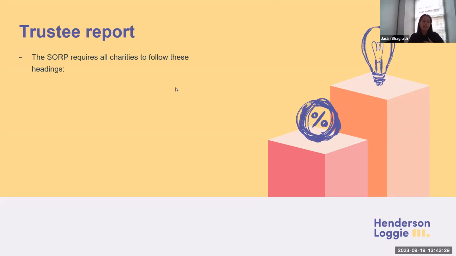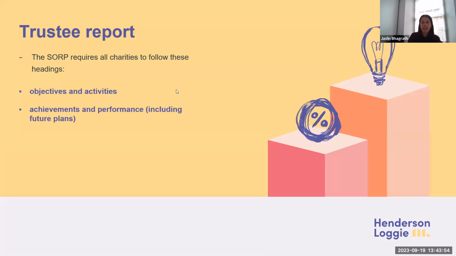Again, there are certain requirements that the SORP lays out and certain headings that most charities should prepare their trustees report under. So objectives and activities sets out the main objectives of the charity, which should coincide with what's in their governing documents, what activities you perform, and what the achievements are, what's happened in the last year.